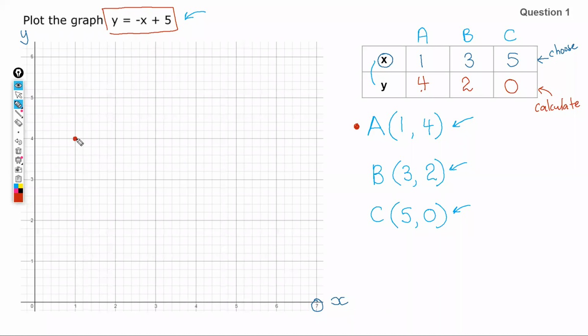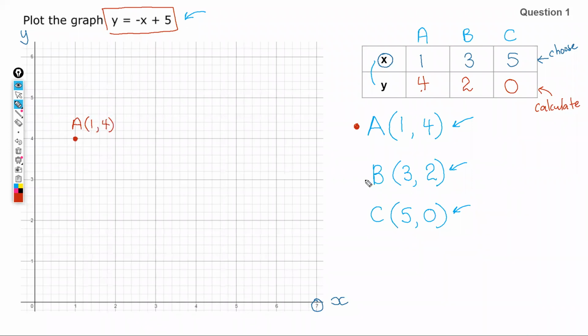Let me see if that makes sense. If I put a dot here, you notice it hovers over the 1 on the x-axis, and it's in line with 4 on the y-axis. You put in one dot, and this here is the point A. In the exam, you have to write the information next to the point after you put it on the graph.